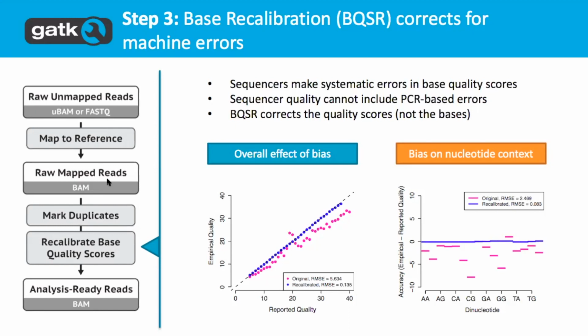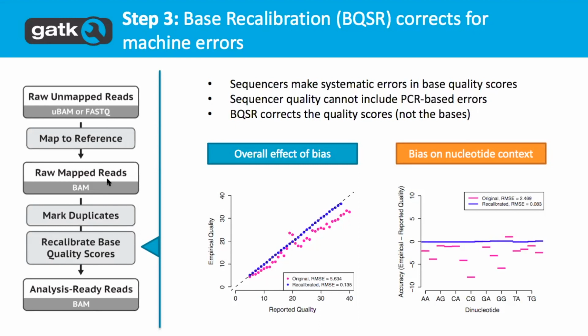That's essentially shown in this diagram here. You have the nucleotide context on the x-axis. On the y-axis, you have the accuracy, which is the empirical quality minus the reported quality. So the negative values show that the quality scores have been overestimated. A positive value shows underestimated quality scores. In most cases, we've seen that sequencers tend to overestimate quality scores rather than underestimate.